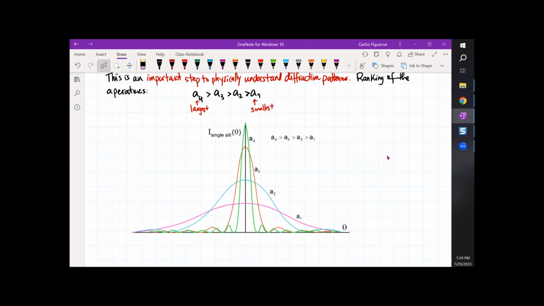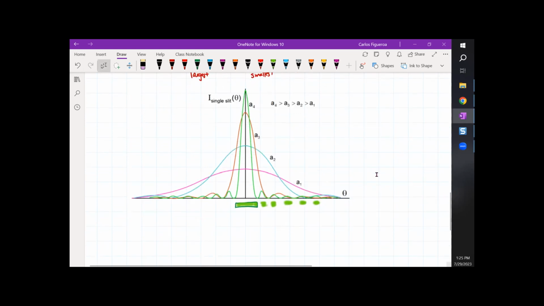Okay, so the first thing you see is, look at A4. Remember, we want to look at the width. If I look at A4, you could see that A4 has a broad central max compared to the secondaries. And then I have these secondary ones, and you could see that they're getting dim. I'm only going to do one side. Now we go to the next biggest one, the orange one. The first thing you notice is that its central max is definitely broader, and the secondaries are definitely broader than these other ones.